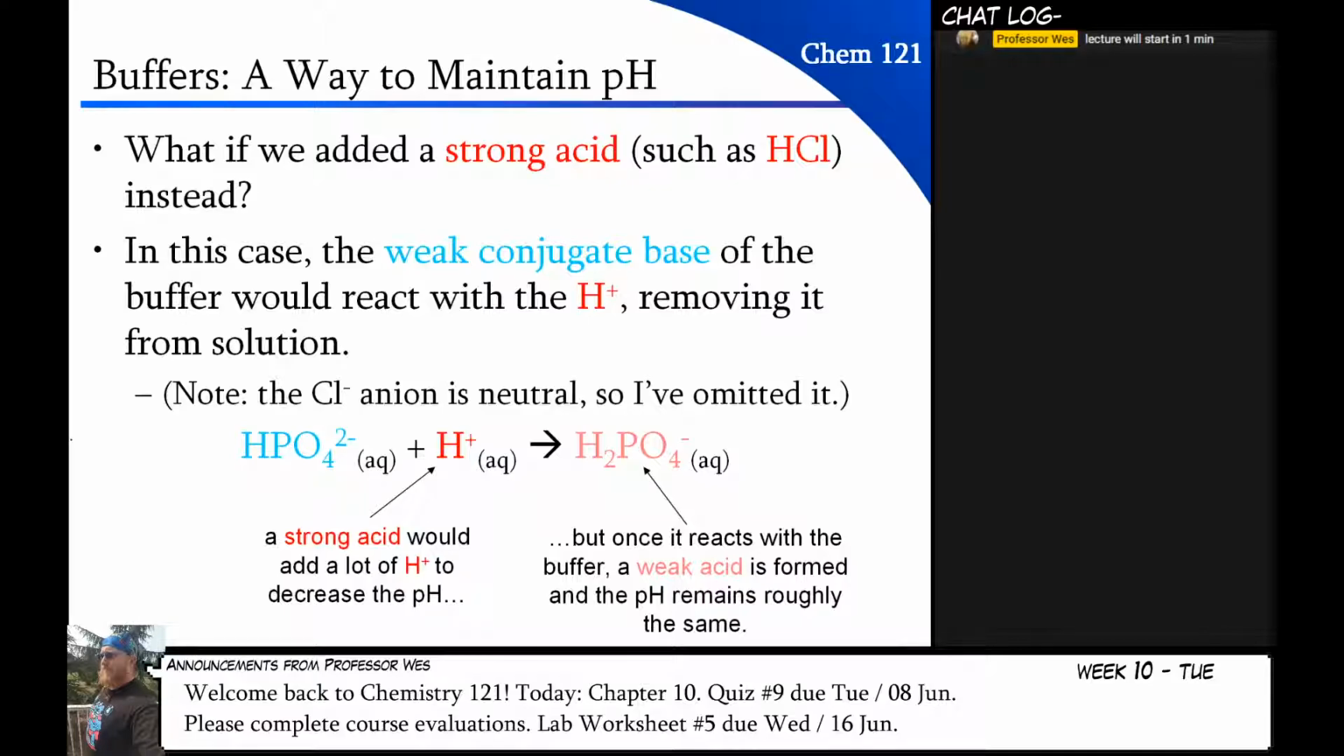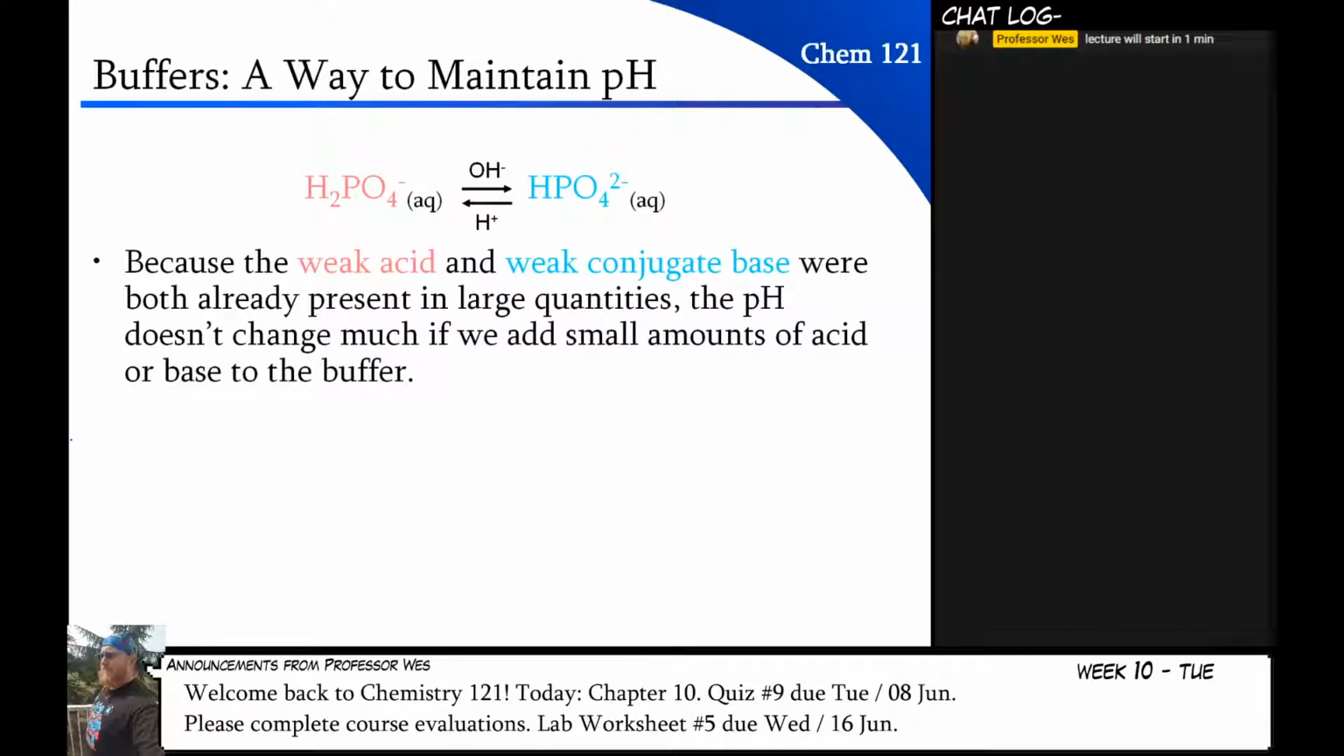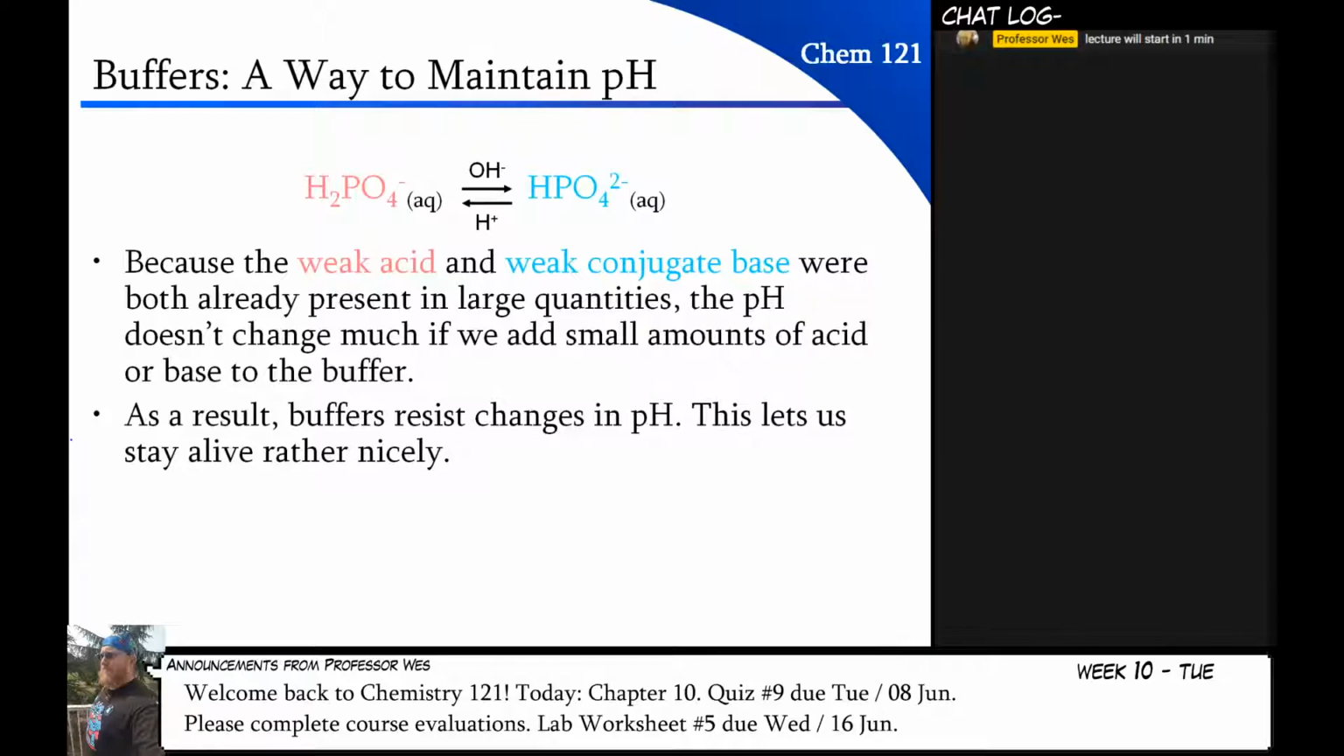Likewise, if I have any base that comes along, it will react with the weak acid part of the buffer to consume the strong base and neutralize it. So that all we have are the same weak acids and weak bases that we started with, and so our pH remains roughly the same. And because of this, we can stay alive quite effectively. So, again, strong base will react with the weak acid, strong acid will react with the weak base, and these reactants just cause our components of our buffer to interconvert between one and the other.